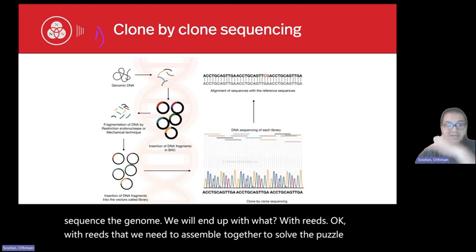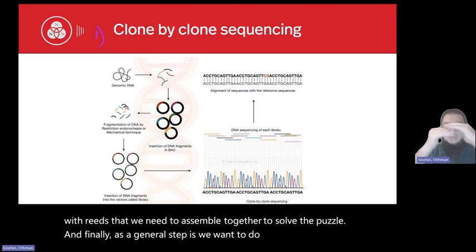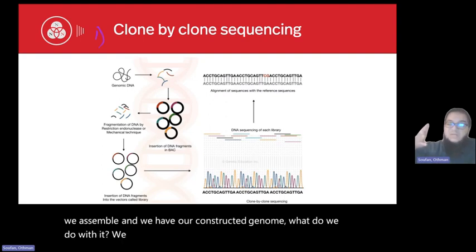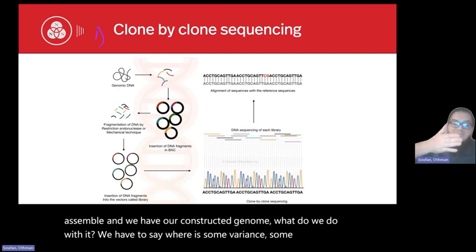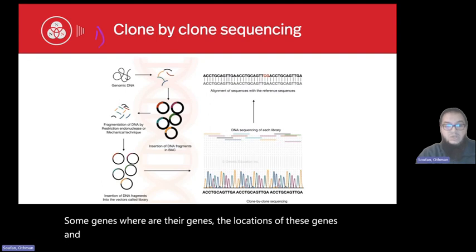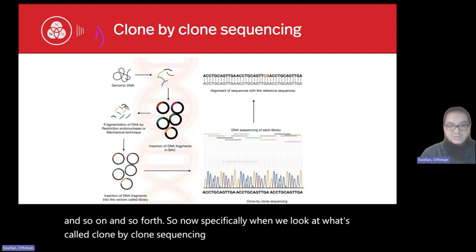And finally, as a general step, we want to do annotation. Once we assemble and have our constructed genome, what do we do with it? We have to say where some variants are, where the genes are, the locations of these genes, and so on. Now, specifically, when we look at clone by clone sequencing, there are specific steps.